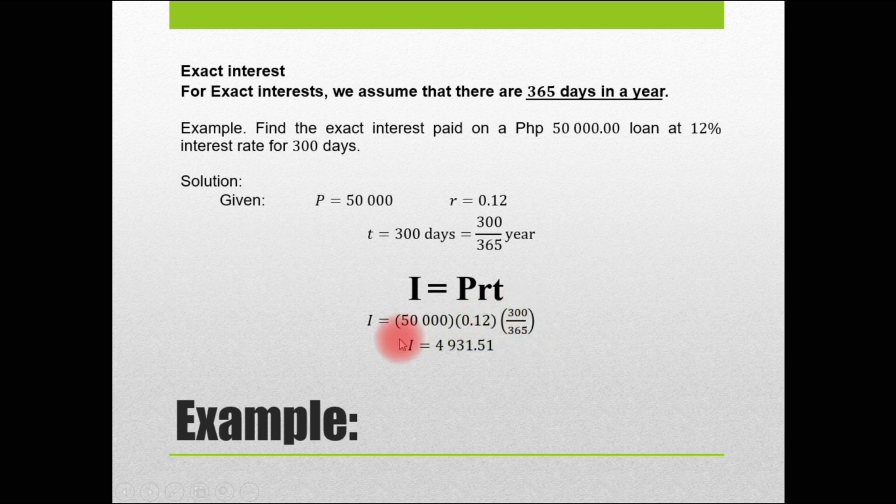Okay. So, ang interest na nakuha natin, or simple interest, is 4,931.51. So, the simple exact interest paid on a 50,000 pesos loan at 12% interest rate for 300 days is 4,931.51. And as you can see, mas mababa siya compared doon sa ordinary interest. So, ordinary interest kanina, ang nakuha natin ay 5,000 pesos and dito sa exact interest is 4,931.51. Okay, so another example under exact interest.